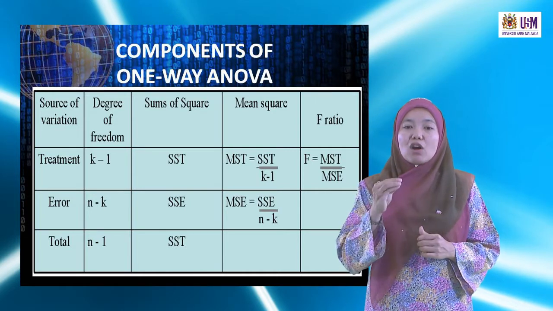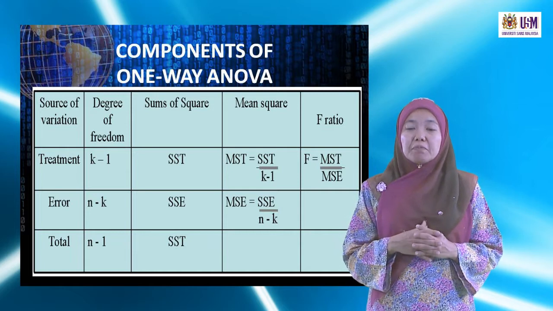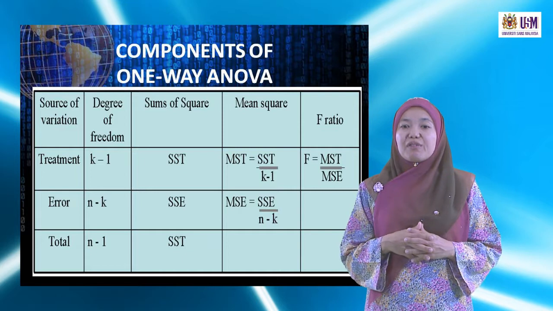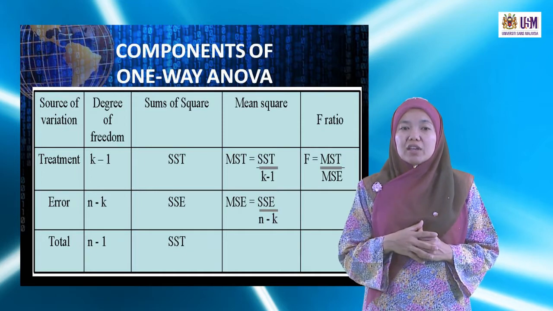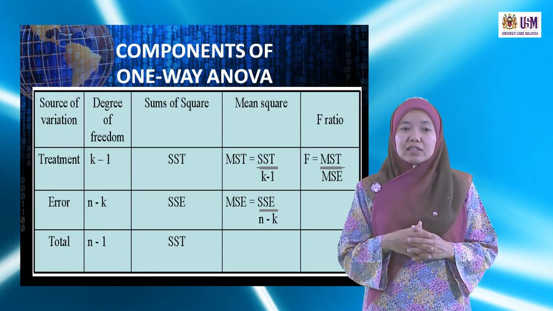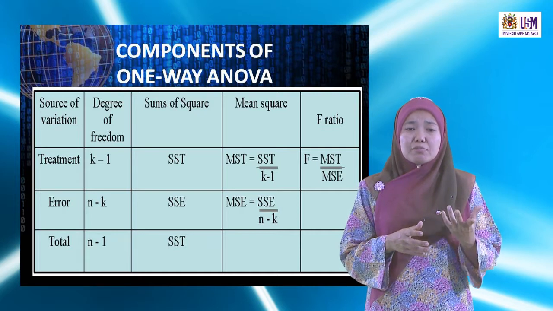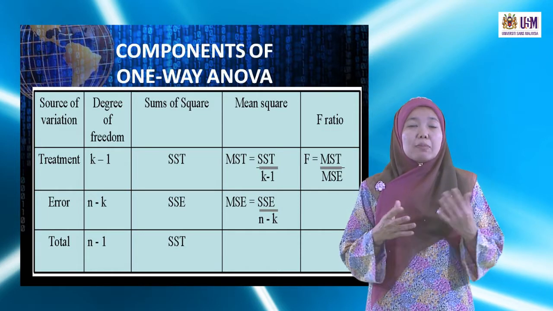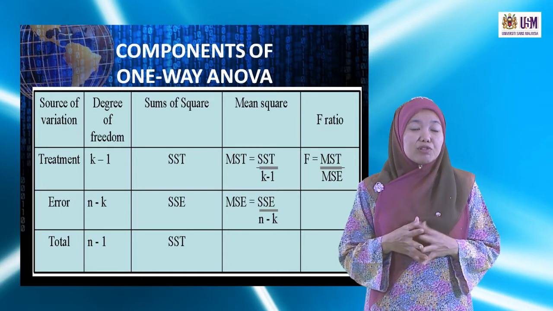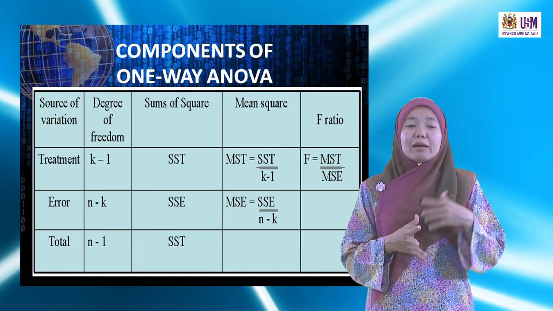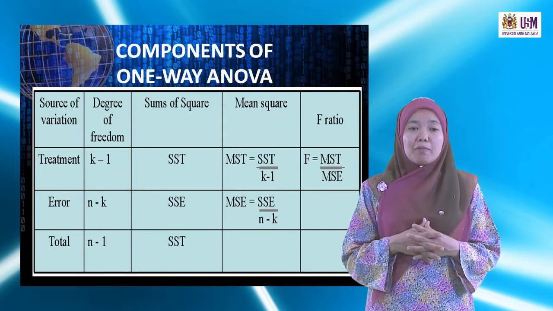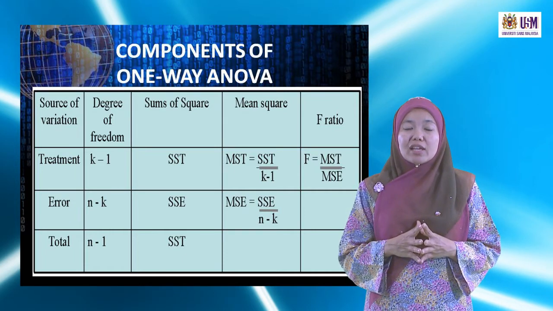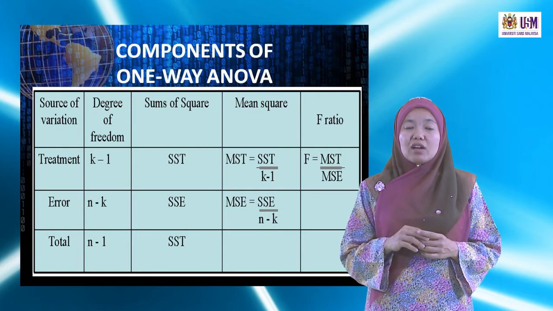In terms of the fourth column, mean square, where do you get mean square? By taking your SST divided by your degree of freedom. Degree of freedom for the treatments, or for the group, is basically K minus 1. So remember what is K? K is the number of treatments or the number of groups or the number of populations that you have just now.